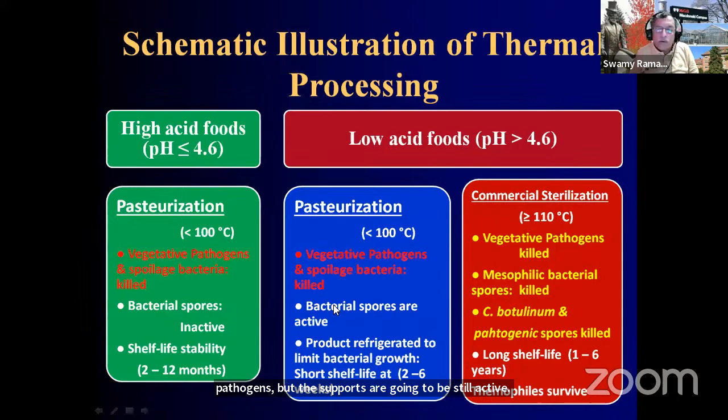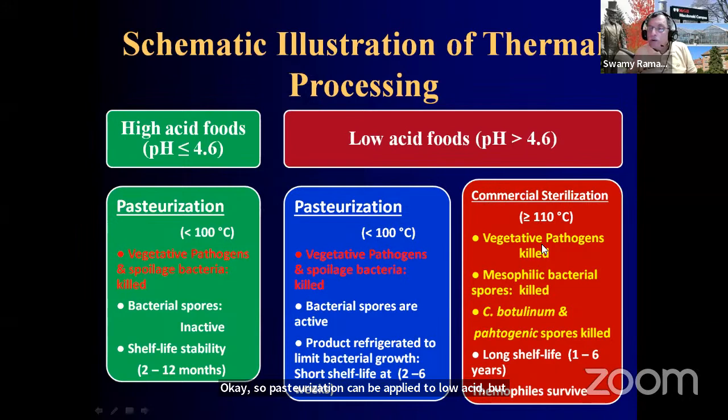In order to prevent their growth, the product has to be refrigerated. Milk, for example, is pasteurized and stored in a refrigerator, extending the shelf life by maybe a few weeks. It's not extended for a long time because the activity still goes on. They multiply and spoil the product. So pasteurization can be applied to low acid foods, but it provides only a small shelf life extension.